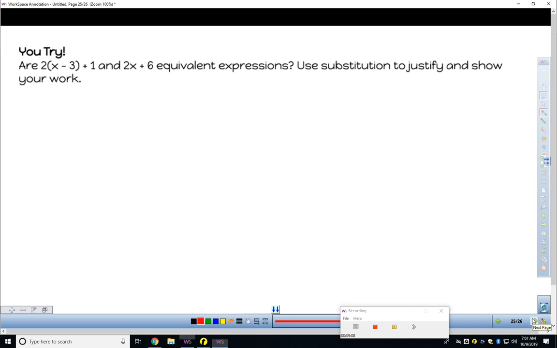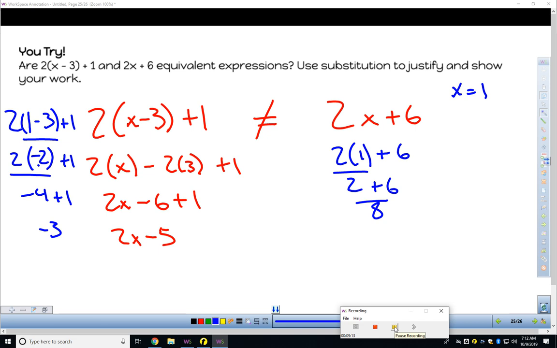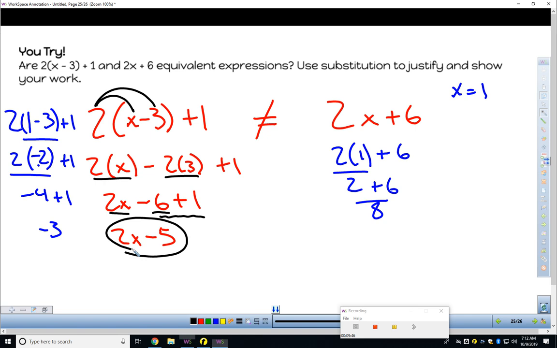You pause and try this last one. In red, you can see where I simplified the expressions, and in blue, you can see where I checked if x was 1, whether they were equivalent. So in red, you'll notice that I distributed it out. 2 times x is 2x. 2 times 3 is 6. And then I simplified down a little bit. Minus 6 plus 1 would be minus 5. So this expression is worth 2x minus 5, which is not the same as 2x plus 6.